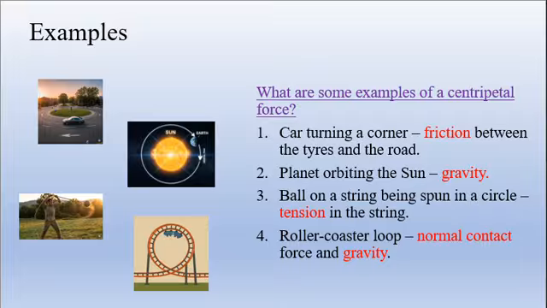And a roller coaster loop is when things get a little bit more tricky, but the concept is the same. This is where, depending on the position of the roller coaster, the normal contact force or gravity, or both, act as the centripetal force acting towards the center of the circle, keeping the roller coaster in uniform circular motion.